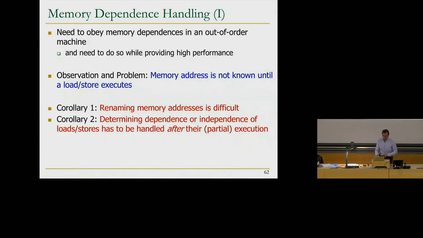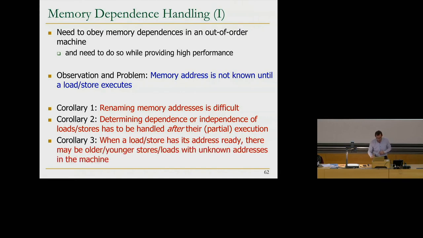Okay. So essentially, determining the second corollary, what I showed you is that determining the dependence or independence of loads and stores has to be handled after their partial execution. I say partial execution because a load generates its address, and then it loads the value in that address to a register. But address generation is just partial execution of the load. The next step is going to the memory and getting that location. But if you don't know if a store is writing to that address, then maybe you should wait.